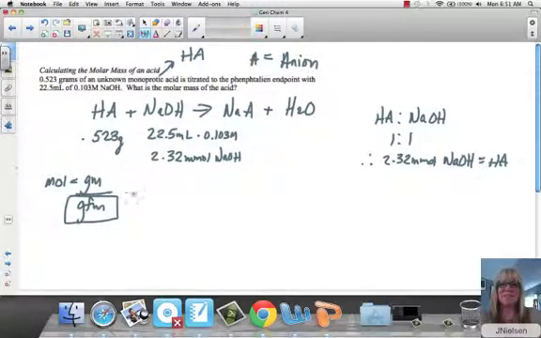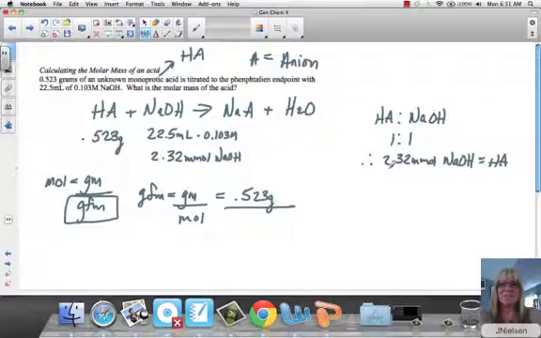We know our grams, right? So if I rearrange to solve for the unknown here, I'm going to have GFM equals given mass divided by moles, multiplying both sides by GFM. So my given mass is 0.523 grams. We just said that if I have 2.32 millimoles of NaOH, that equals my moles of HA.